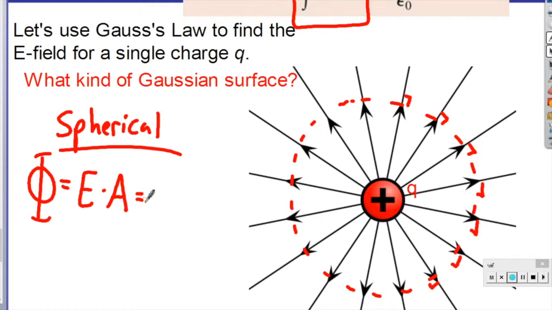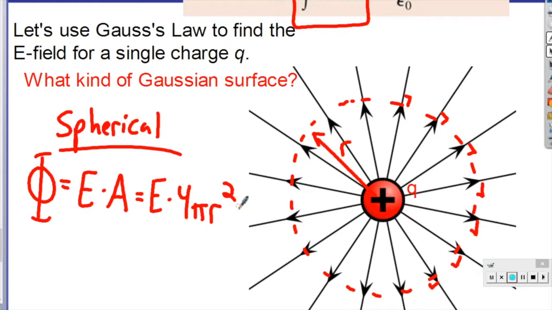So let's just be specific. And whenever I draw a Gaussian surface, let's give it some dimension. So I'm going to say that it's a sphere. It has a radius r. So this is my electric field times, well, I know the surface area of a sphere is 4 pi r squared. All right. So far, so good.